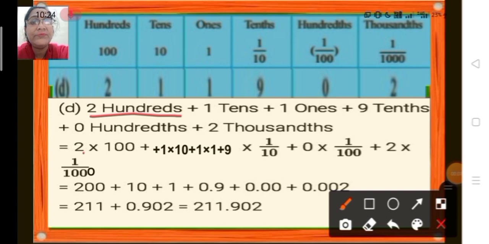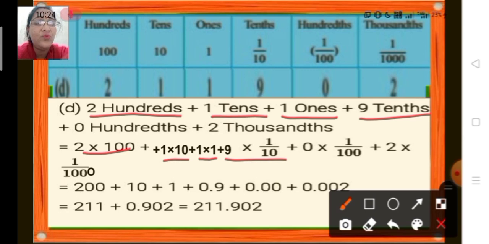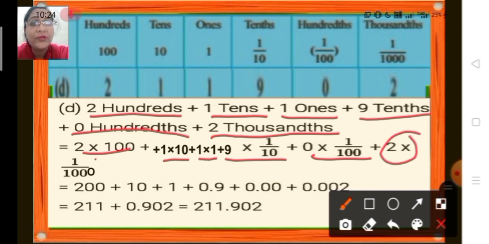Next sub question D, what is given to us is 2 hundredths. 2 hundredths means 2 into 100. 1 tenths means 1 into 10 plus 1 ones means 1 into 1 and 9 tenths means 9 into 1 upon 10. Then 0 hundredths means 0 into 1 upon 100 and last is 2 thousandths. 2 thousandths means 2 into 1 upon 1000.